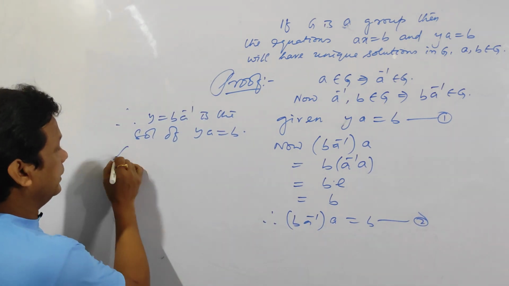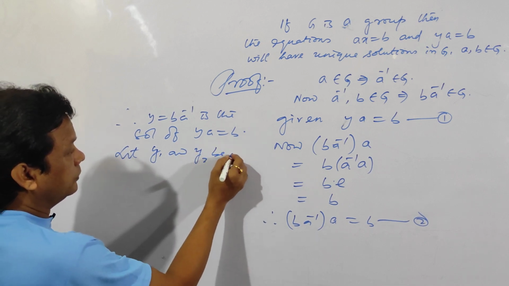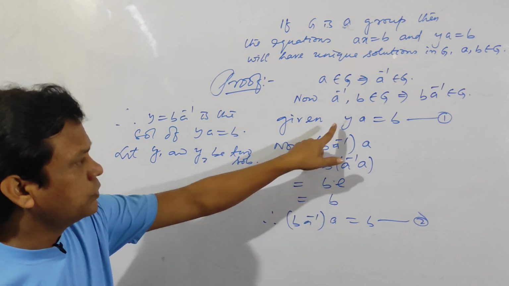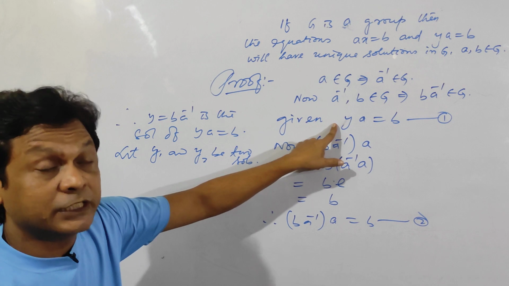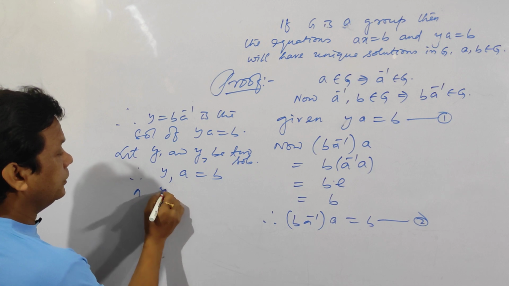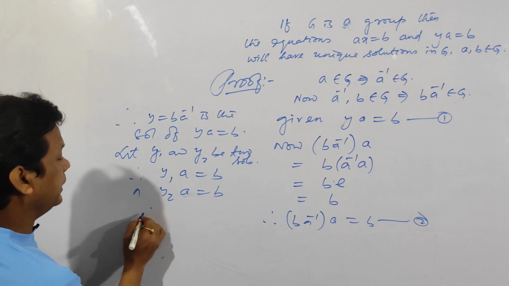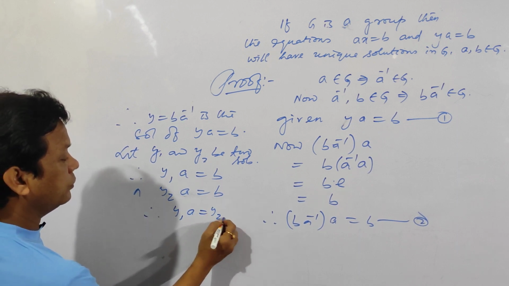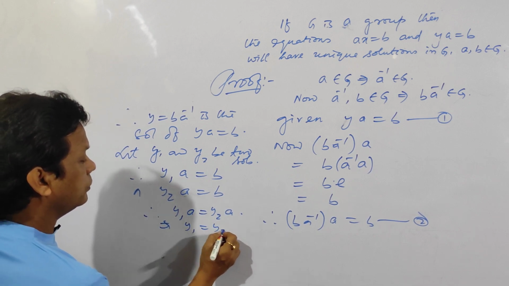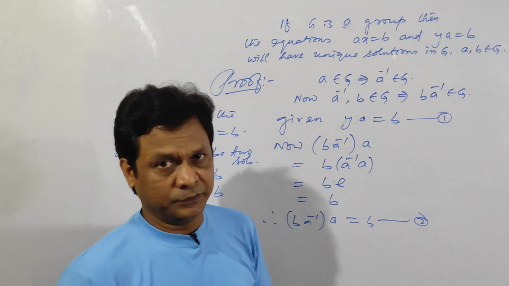In the same way, let Y1 and Y2 be two solutions. Clear? And since Y1 and Y2 are two solutions of this equation, both must satisfy this equation. Therefore Y1A is equal to B and Y2A is equal to B. So Y1A is equal to Y2A. So by right cancellation law, A and A cancel out. So Y1 is equal to Y2. Hence the two solutions are identical. So the solution is unique.